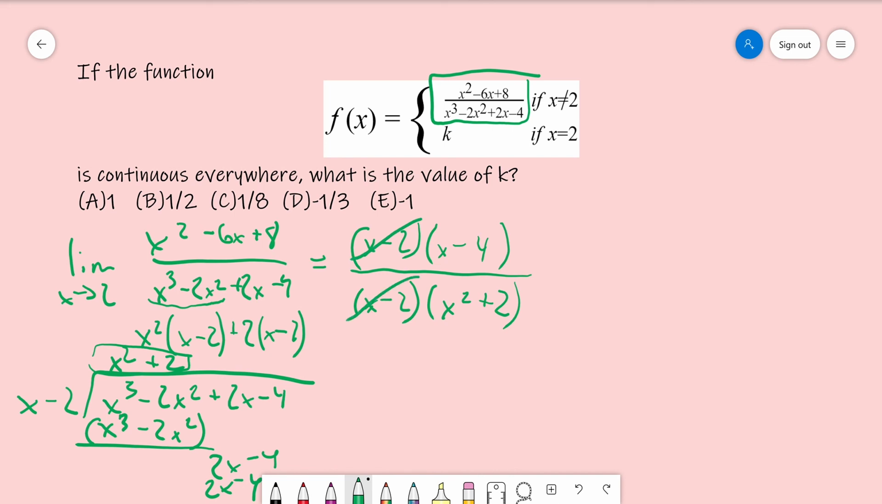Alright, well now we can cancel out the x minus 2, and if we plug in x equals 2, we'll get 2 minus 4, which is negative 2, over 2 squared plus 2, which is 4 plus 2, which is 6. So we get negative 1/3.